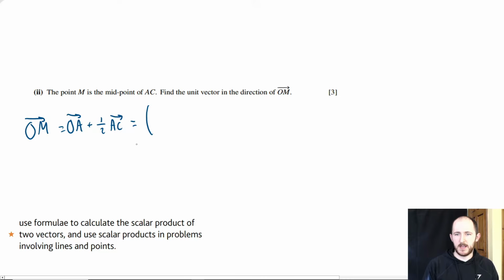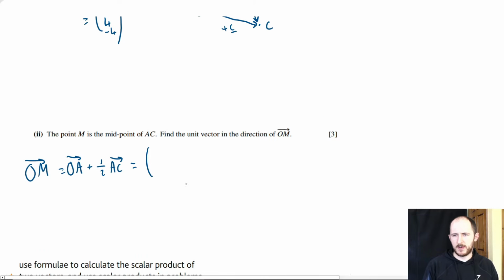OA is (1, -3, 2), and that's a half. Again, I'm going to do these steps really slowly and carefully just to make it make 100% sense.